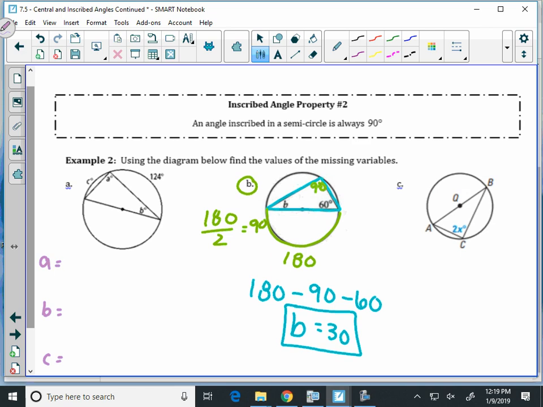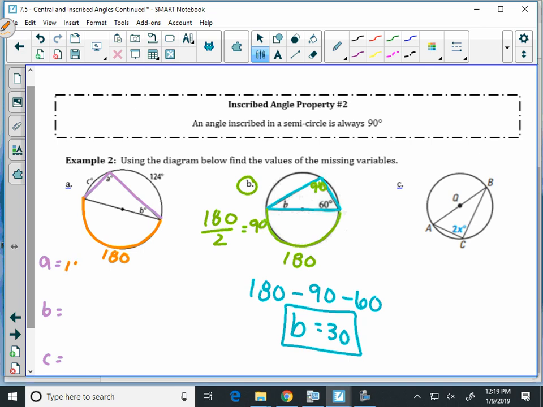Alright? Well, if I find angle A first, the angle's missing. Go to the arc. What type of arc is that? A semicircle. What do we know about the measure of a semicircle? 180. Alright? What do we have to do with 180 to figure out what A is if we're going from big arc to little angle? Divide by 2.